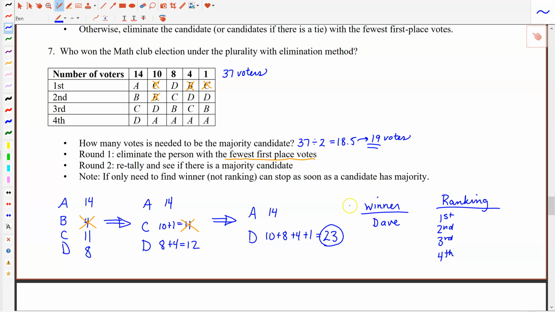How this works is, Dave would be the winner, so he's in first. The individual who got eliminated first, which in this case would be B, is in last place. The individual who got eliminated next would be in third place. And then the person who made it to the round that they had the runoff against the winner then has second place. So then my ranking would be Dave in first, Alicia in second, Carmen in third, and Boris in fourth.